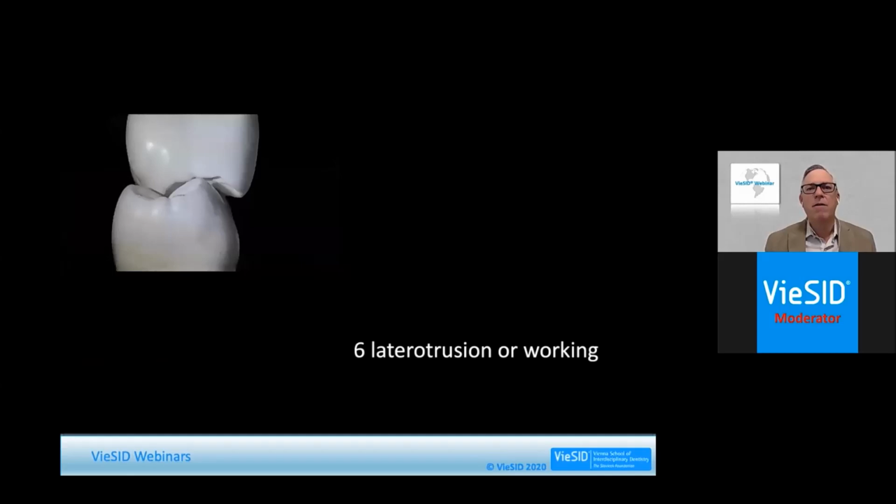Again, in our review of just how the lower and upper 6 relate to each other, let's study an excursive movement of the mandible to the left. This would be left lateral protrusion.